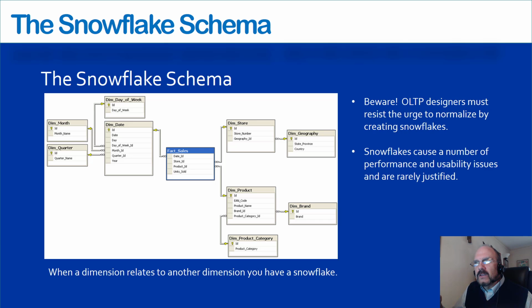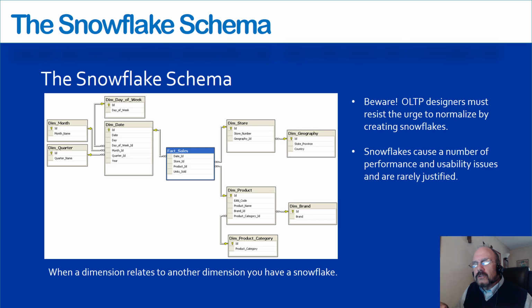So we've got fact sales, which points to dim date, and then the descriptive information like the month name and the quarter are split off. We can see the store is split off from the state province, and product actually has two tables, a brand on one side and product category. This would probably be a great design for an OLTP setup. It's a horrible design for a warehouse.